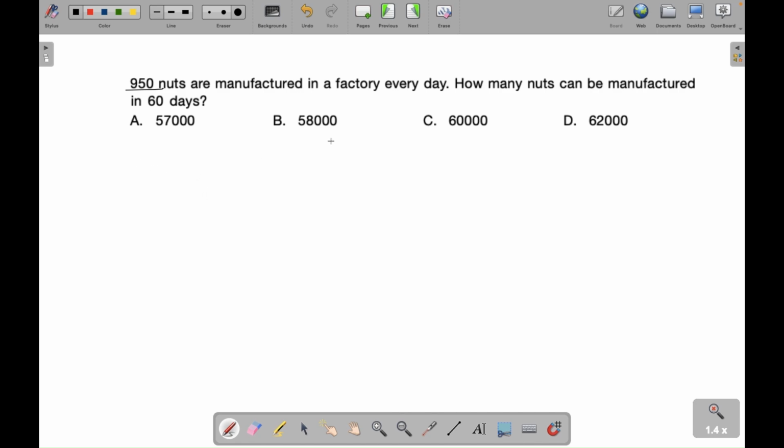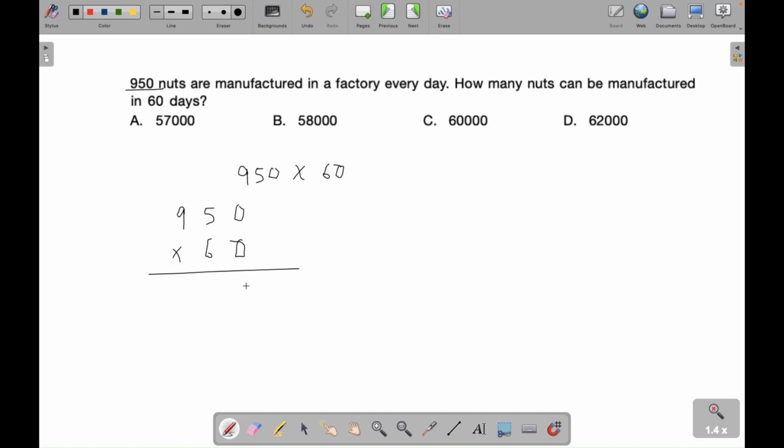So in 60 days, we'll be able to manufacture 950 times 60 nuts. So we have to multiply these two numbers, 950 and then 60. Again, there is a trick involved here. So first of all, we'll see the conventional approach. Then we'll move on to the trick.